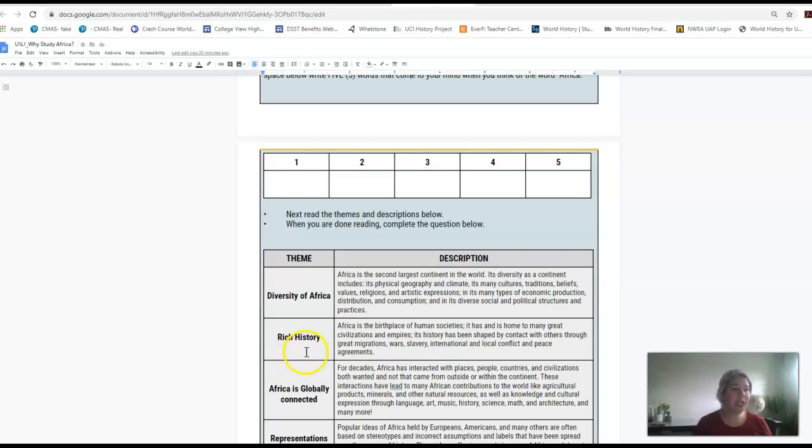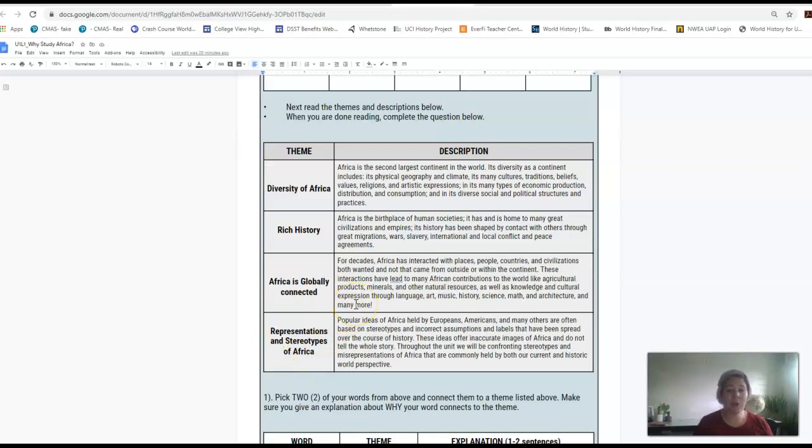The second one is rich history. So Africa is the birthplace of human societies. It has and is home to many great civilizations and empires. Its history has been shaped by contact with others through great migrations or movements, wars, slavery, international and local conflict, and peace agreements. So we can't just think of it like, that's where Americans got slaves. There's so much more to it than that. It's a really rich, deep history with lots of different types of empires.